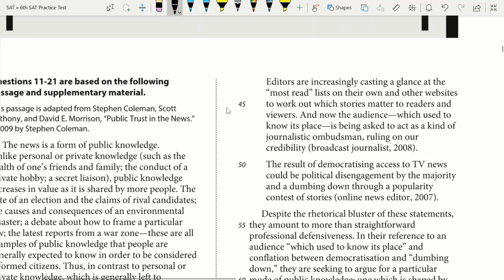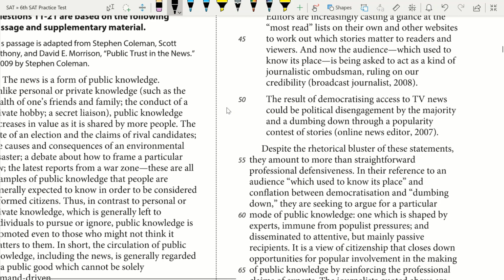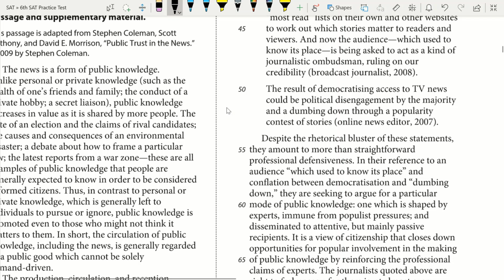Okay, now I have a quote. Editors are increasingly casting a glance at the most read lists on their own and other websites to work out which stories matter to readers and viewers. And now the audience, which used to know its place, is being asked to act as a kind of journalistic ombudsman, ruling on our credibility. The result of democratizing access to TV news could be political disengagement by the majority and a dumbing down through a popularity contest of stories.